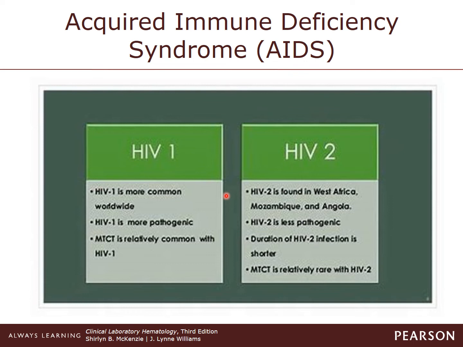Now there are 2 types here. HIV-1 is most common worldwide and is more pathogenic. Mother-to-child transmission is relatively common here. Now HIV-2 is found more commonly in West Africa, Mozambique, and Angola, and is less pathogenic, and the duration of the infection is definitely shorter, and here mother-to-child transmission is relatively rare.